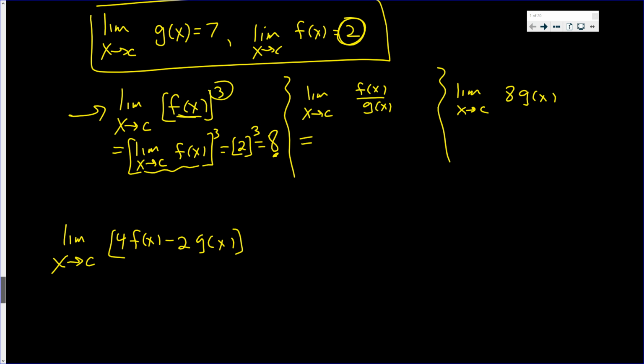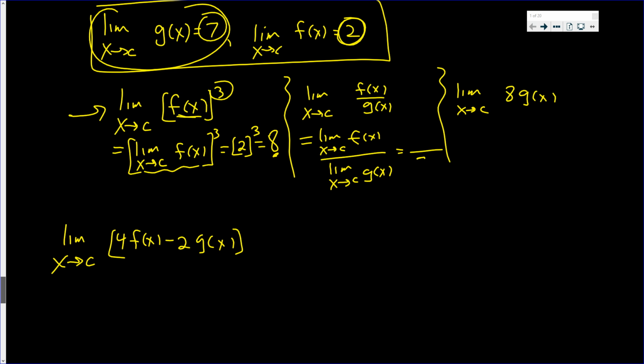Now, this here is equal to the limit as x goes to c of f(x) divided by the limit as x goes to c of g(x), provided the bottom limit is not 0. But they're telling me what the bottom limit is. It's 7. And the top limit, they tell me it's 2. That one's done.